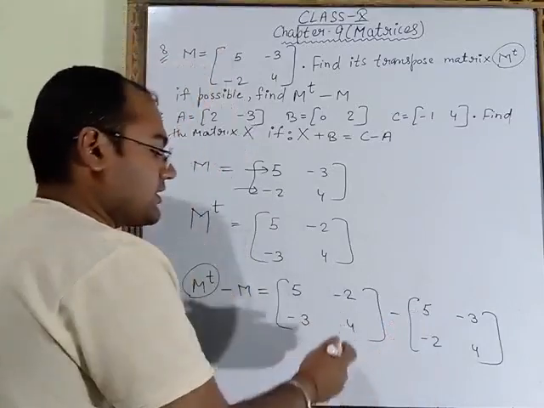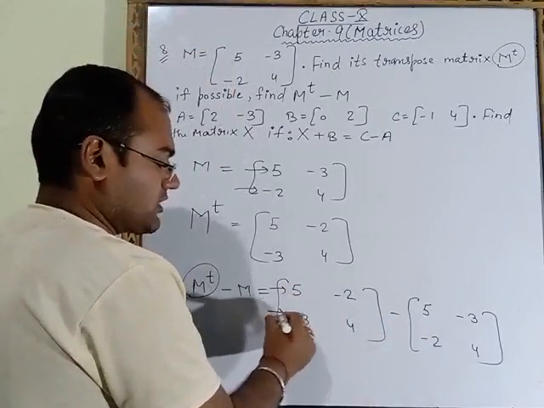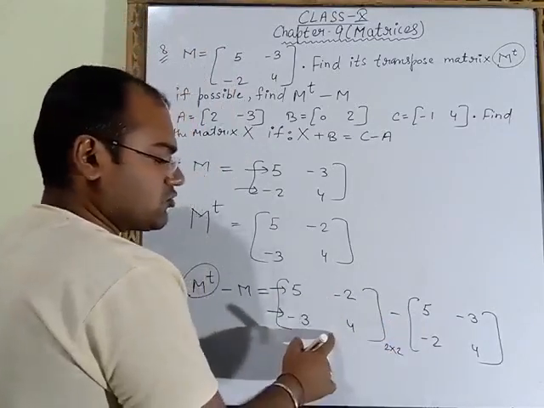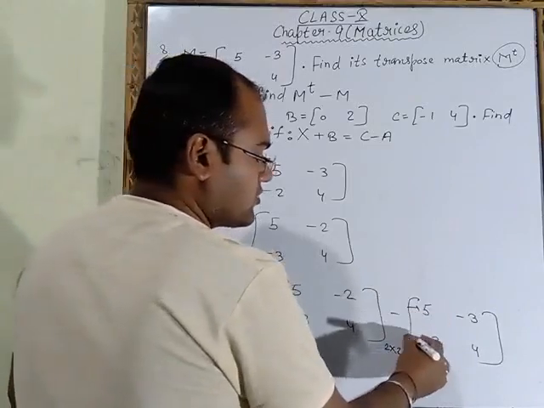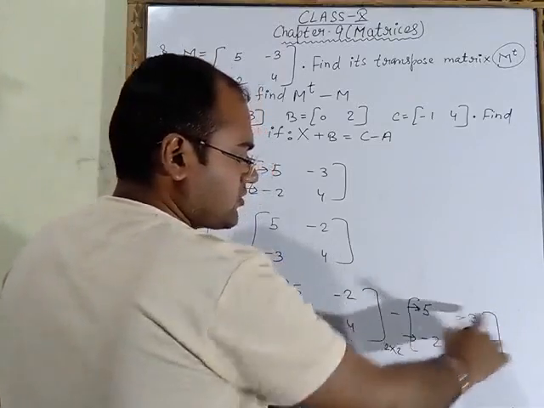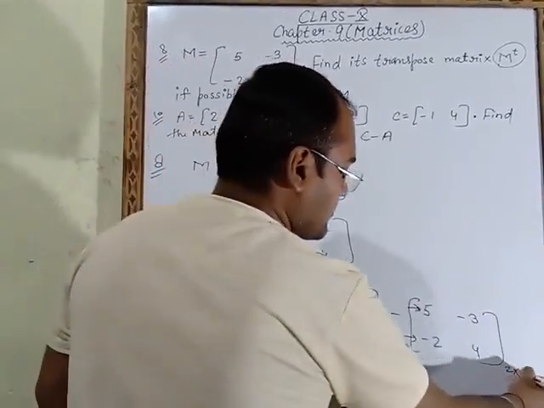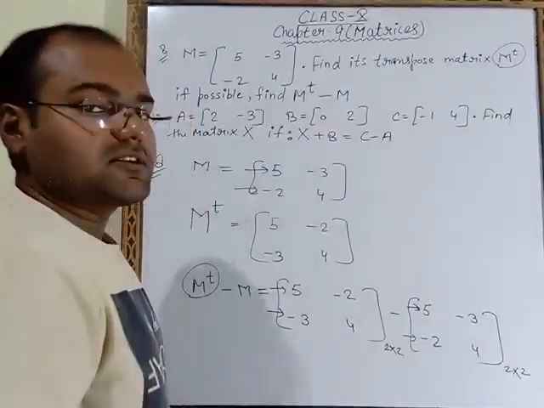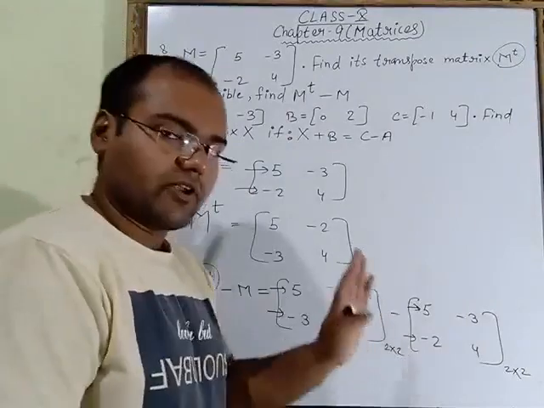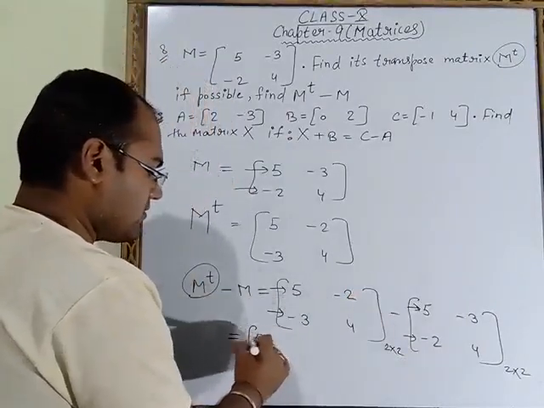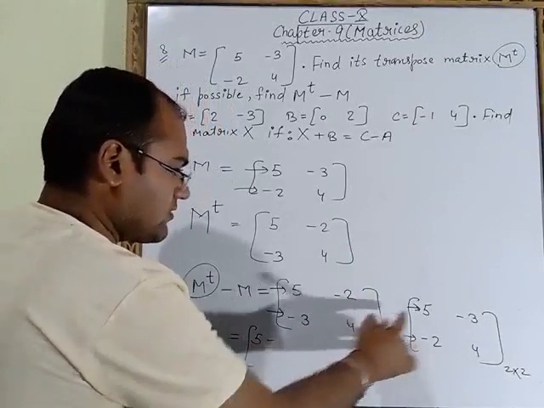So the order of this matrix: 2 rows are coming into 2 columns. So the order of this matrix is 2 by 2. Here 2 rows are coming, first row, second row, into columns, first column, second column. So the order of both the matrices is the same. That's why we will solve it. So what do you have to do now? Next step is 5 minus, first element 5.